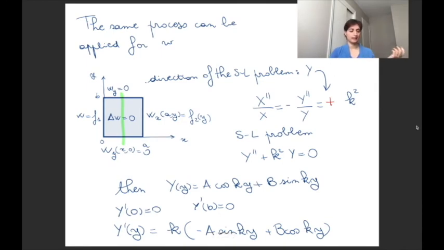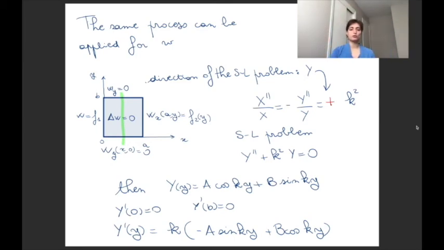Now that we have the solution for v, we can do the same process for the w. W has now trivial Neumann boundary conditions on the vertical axis. So Vy is equal to 0 at the top and at the bottom of our rectangle, and we have non-trivial boundary conditions in the other two directions.